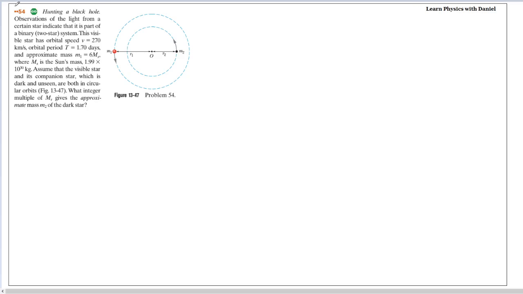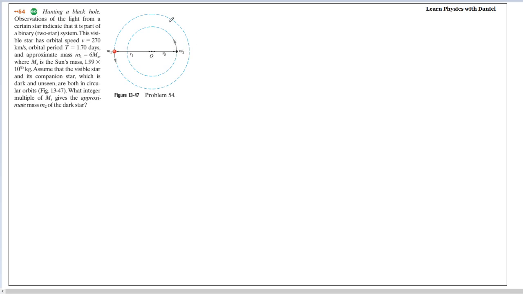So today we will be covering problem number 54 in chapter 13 about gravitation. In our problem, we have a two-star system which rotates about their common center of mass. We know the mass of the first star, and we want to find the mass of the second star. Alright, so let's set up a few equations.